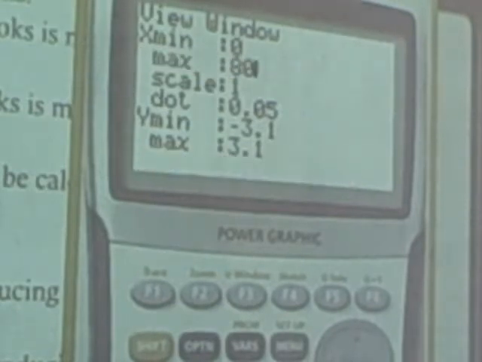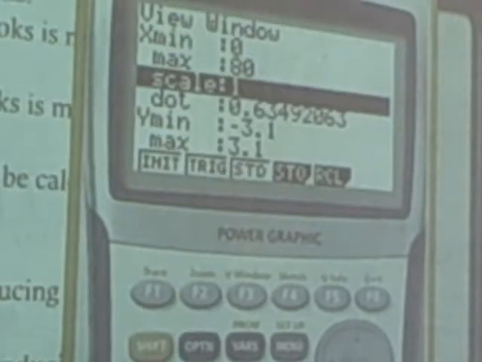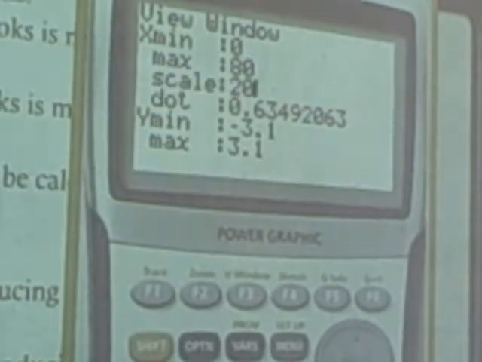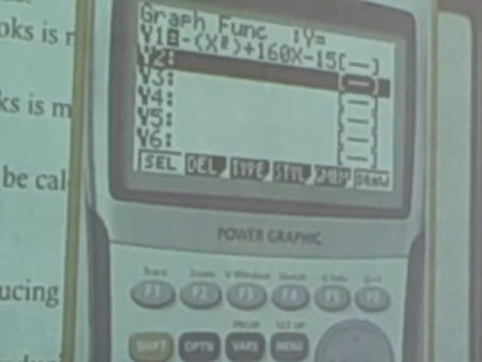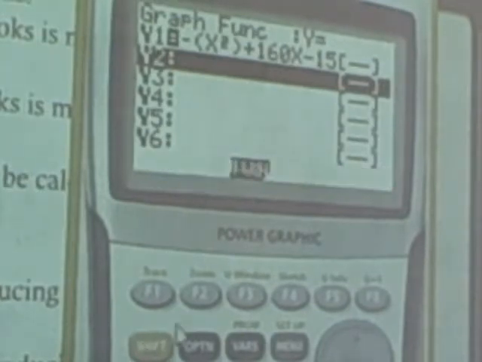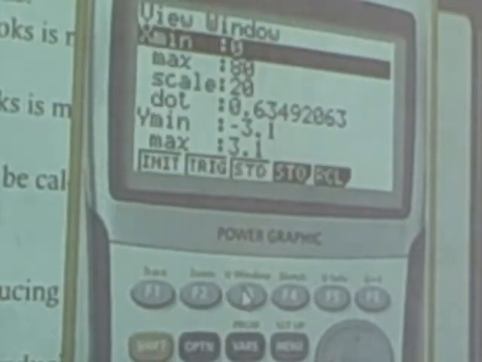For the scale, I'm hitting execute after each change. Let's put the scale at 20, and that way we'll get a tick mark every couple of things there. Don't worry about the dot. We'll hit execute again. And let's do down. I wanted to go back and do y min. Let's go back to the view window, and we'll go down.